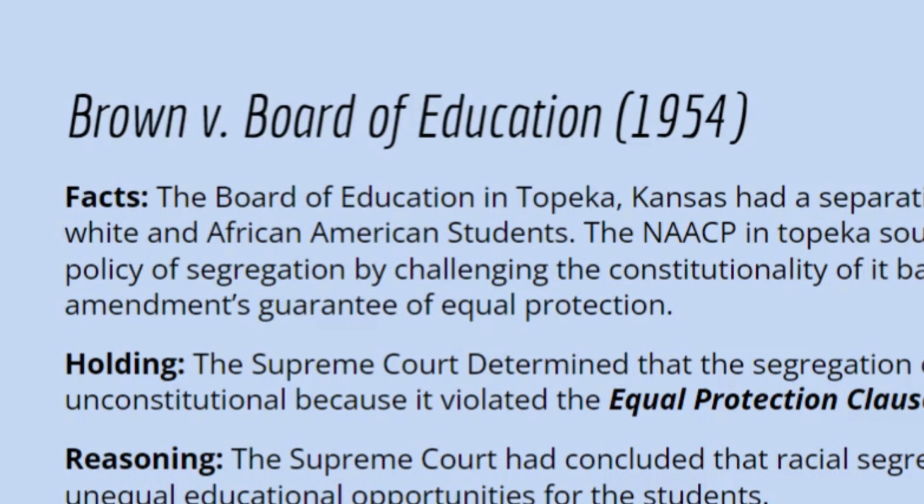The decision made by the Supreme Court was that racial segregation of educational facilities is inherently unequal. So therefore, the court unanimously ruled in favor to end the legal segregation in public schools. And because of the unanimous ruling, there was no dissenting opinion.